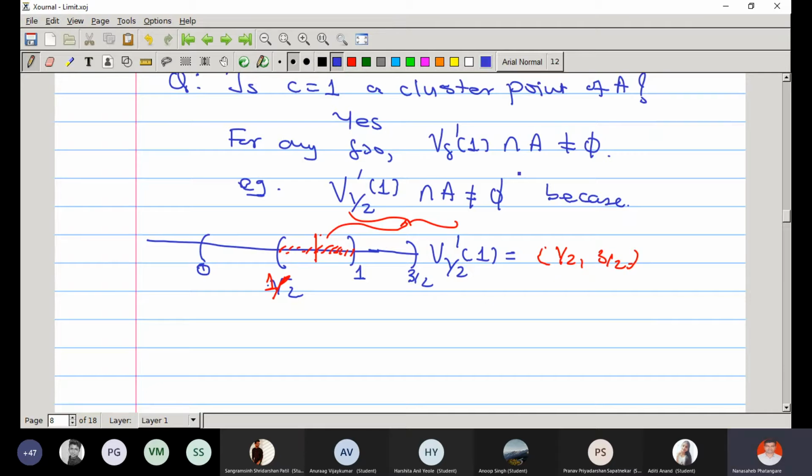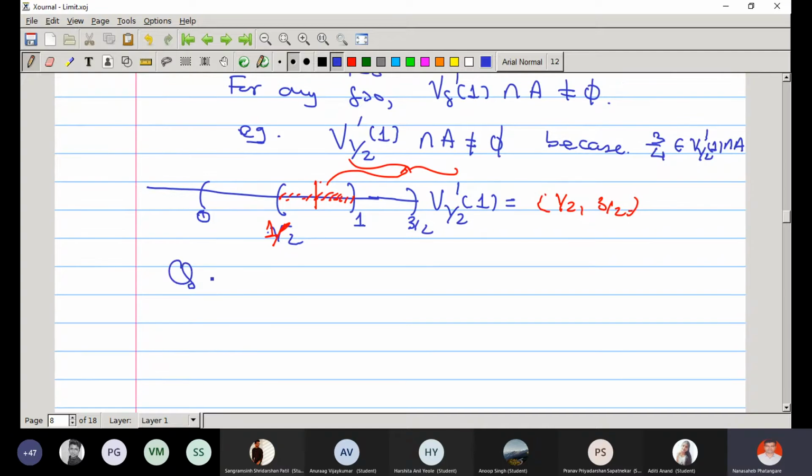Why is this non-empty? Because the simplest candidate which we can see is 3 by 4. It is in V half dash 1 intersection with A. So at least one member is there. So certainly it is non-empty. In fact, there are many members. Right. So the next question I would like to ask is, is half a cluster point of A? Yes, sir. Right, very good.